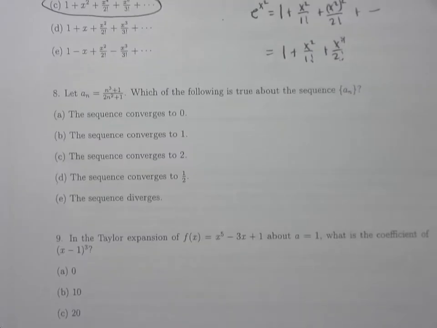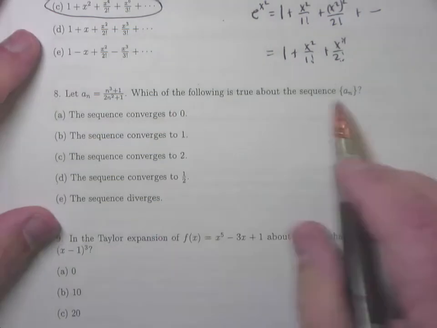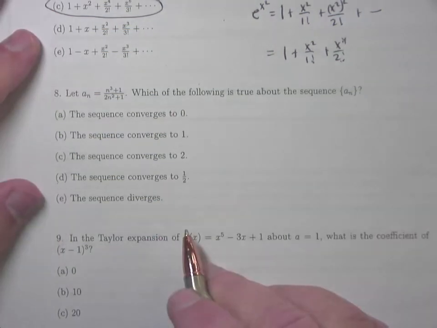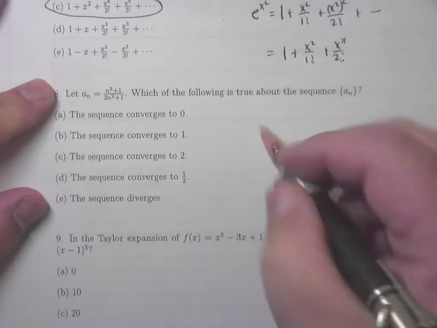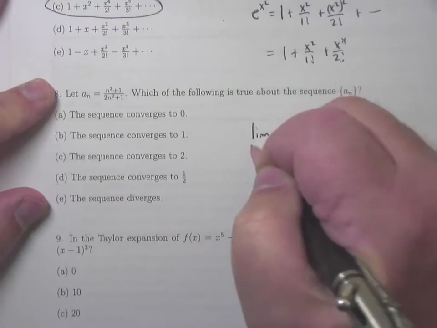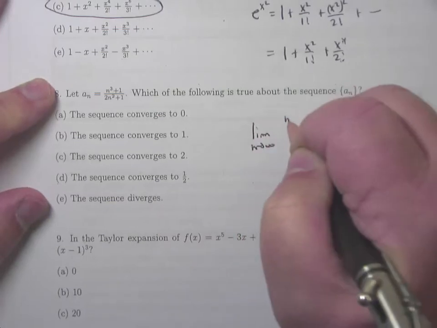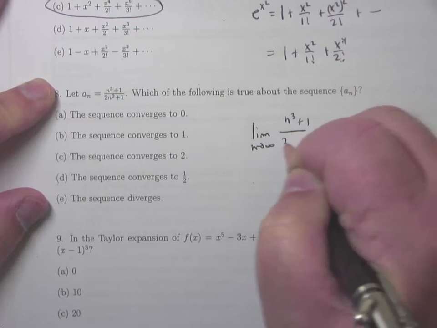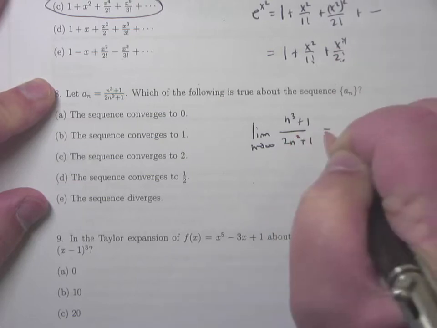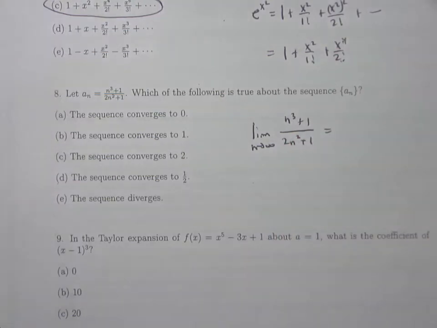All right, here's a sequence question here. a_n is equal to n cubed plus 1 over 2n squared plus 1. Which of the following is going to be true about the sequence? They're talking about converging or diverging. To figure it out, you need to take the limit as n approaches infinity of n cubed plus 1 over 2n squared plus 1. Well, if you notice the degree of the top is bigger than the degree of the bottom, you know the answer blows up to infinity. So the answer is E.